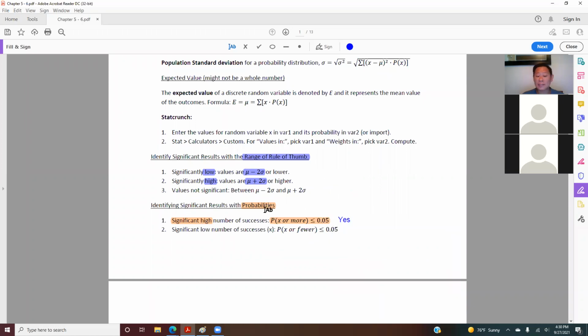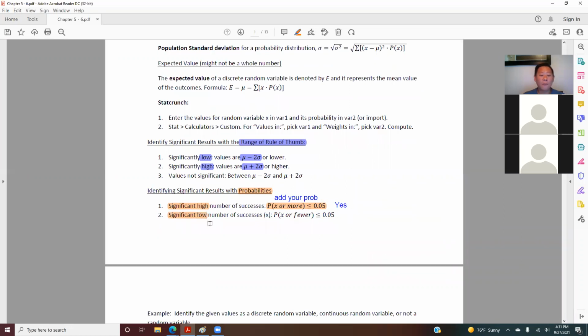When the question asks us to find X or more, you have to add the probability of X and the probabilities of the values above it. That is what it means when I say significantly high. The same thing happens with significantly low. For significantly low, we use the probability of that number or fewer, and that has to be less than or equal to 5%.